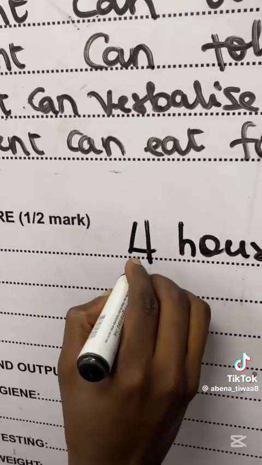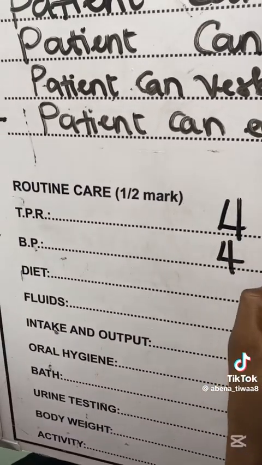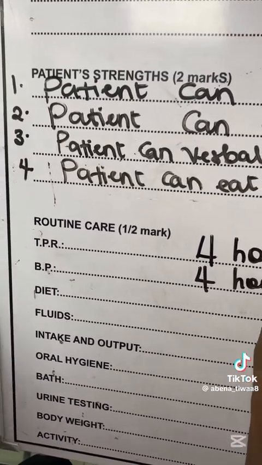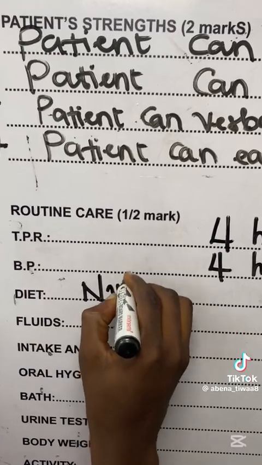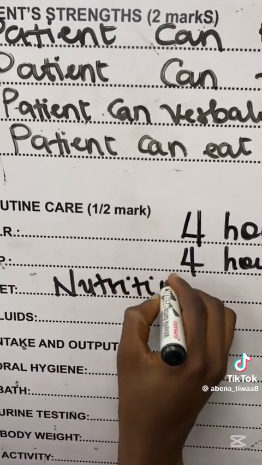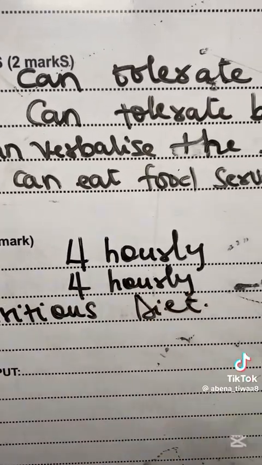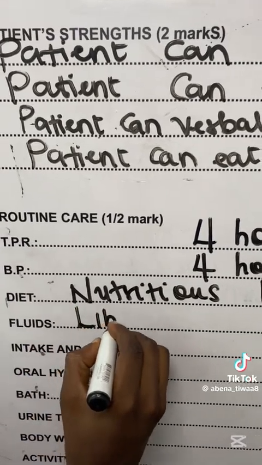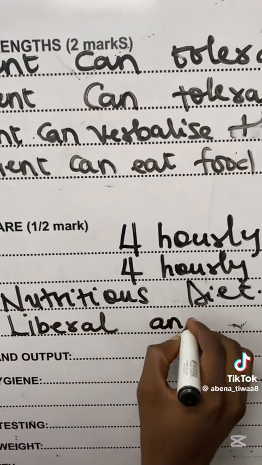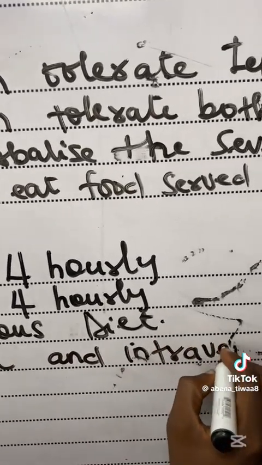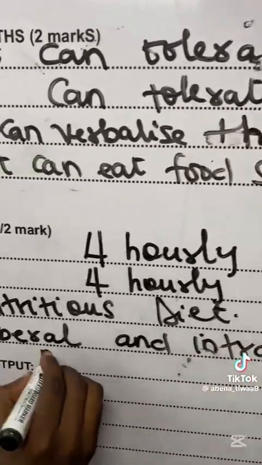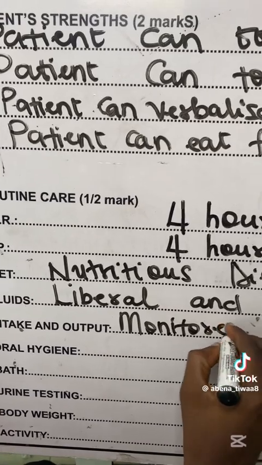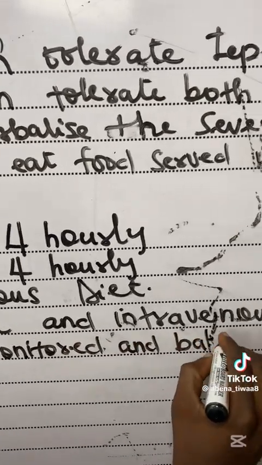Now, with our TPR routine care, TPR is monitored 4 hourly. Blood pressure is also monitored 4 hourly. The patient is given nutritious diets. For fluids, as we said earlier, we are maintaining liberal and intravenous fluids. Intake and output is monitored and balanced daily.